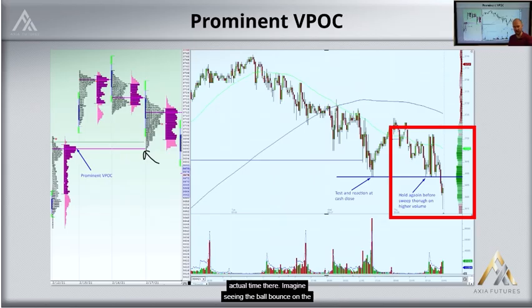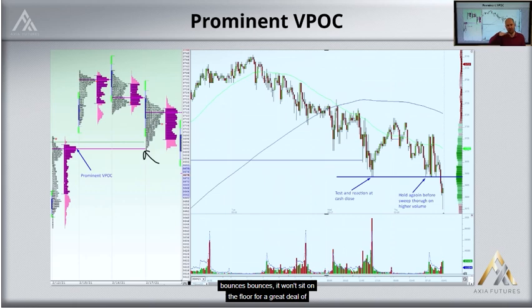Imagine seeing a ball bounce on the floor. How much time does it actually spend in contact with the floor? Very little. Even if it bounces, bounces, bounces, it won't sit on the floor for a great deal of time. As soon as it gets there and does sit there, then you get the rush through, which is what happens here, and you finally get the sweep through.